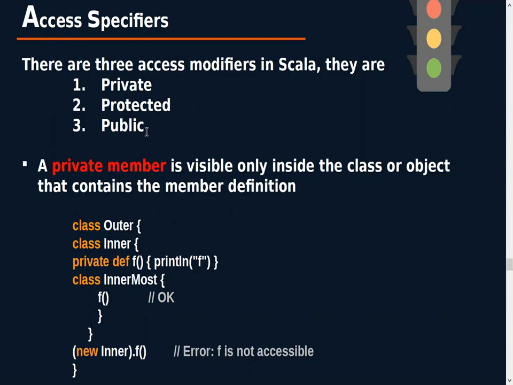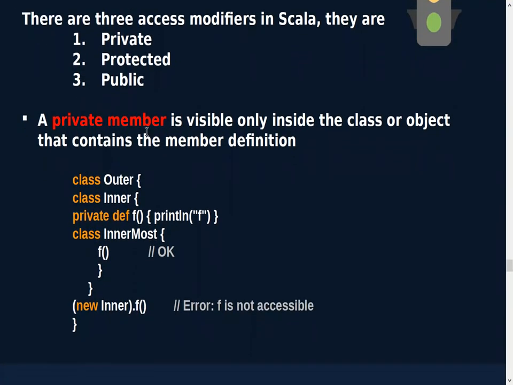Private, by the keyword itself you'll understand, anything that you declare as private is just available or accessible within that scope. If you declare any method or any field as private inside a class, that field and that method will be available only inside that class. Outside of that class, it will not be available.